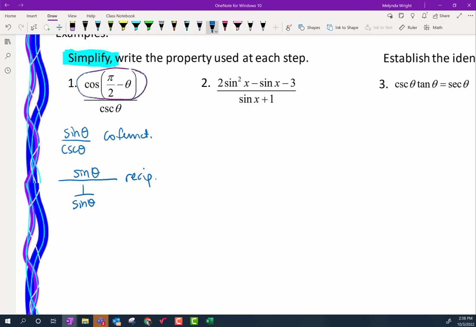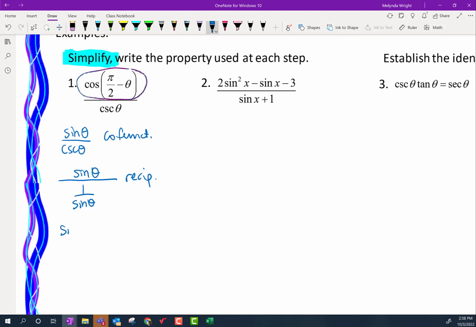Okay, great. We're making progress. Oh, good. We have just one trig function. We're happy about that. But we do have a complex fraction. Do you remember how to fix complex fractions? Keep, change, flip. Keep the top, change division to multiplication, flip the bottom. Let's do that. Let's keep, change, flip.